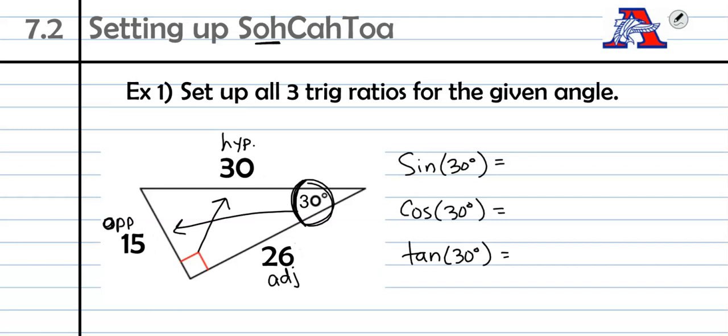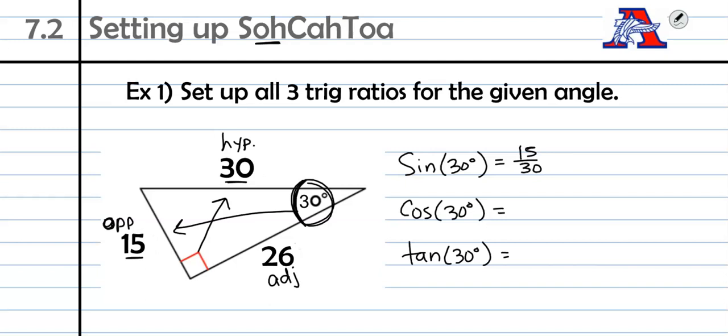So O over H, so I'm going to find O, which is 15, over H, which is 30. 15 over 30. And you could reduce these if you want. You could reduce the fraction, but it's not the biggest concern right now.